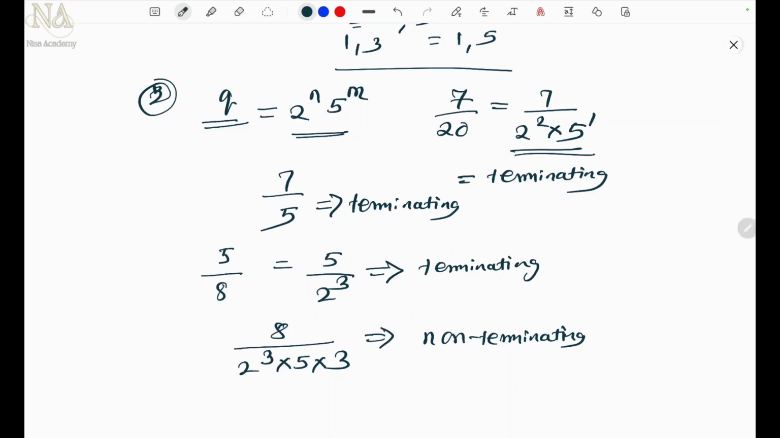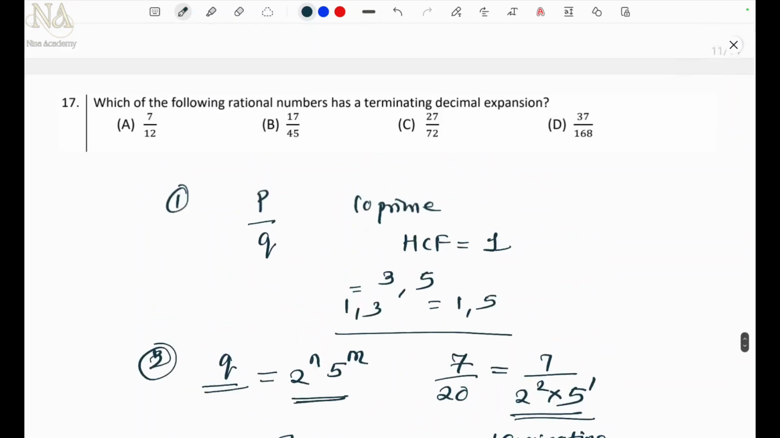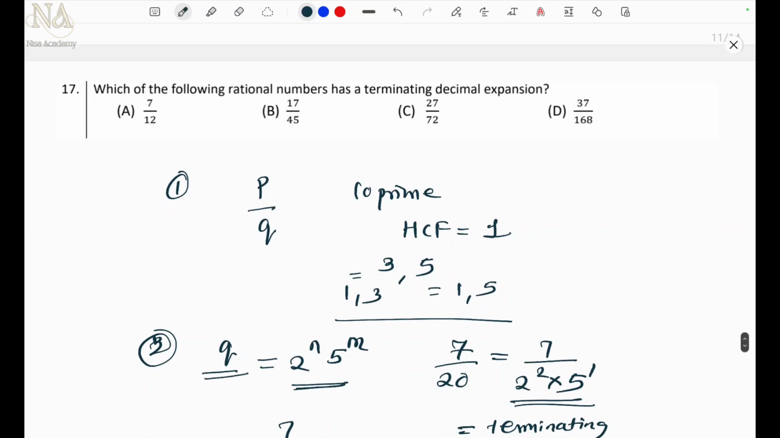So either you should have this in the form 2 raised to n, or you can have just 5, that is a power of 5 or a power of 2. In all these three cases you will find that the expansion is terminating. Okay, so let's just check the options.